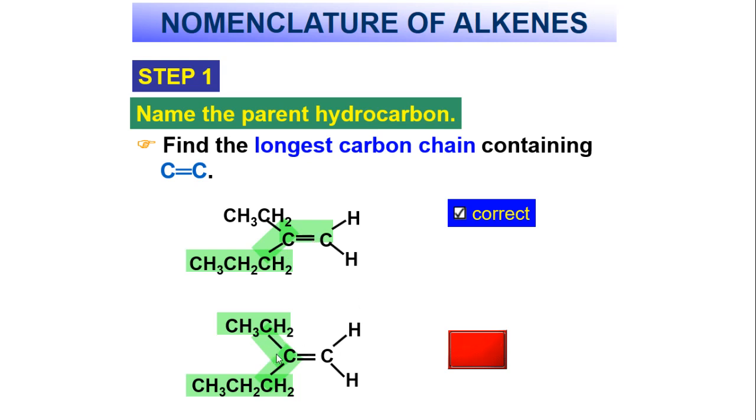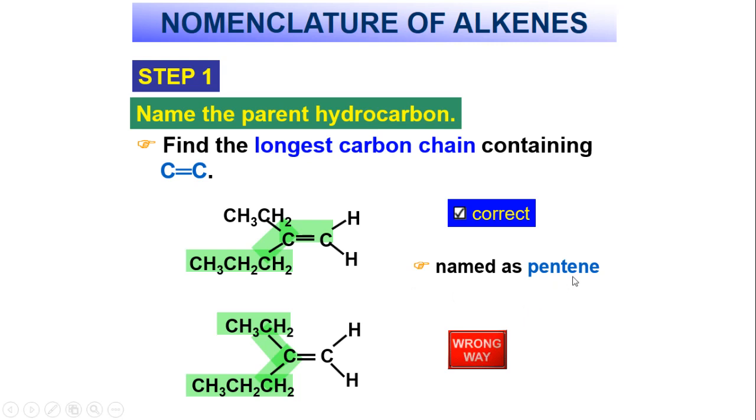But when you talk of the second one, it is not going toward the double bond. So with that in mind, how many carbons do we have in the first one? We have 1, 2, 3, 4, 5. Since we have 5 carbons in this chain, this is said to be pentene. Five simply means pent.